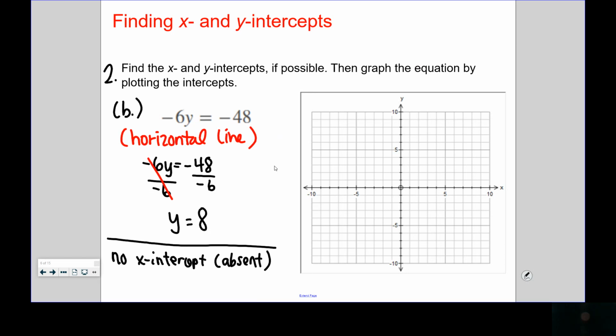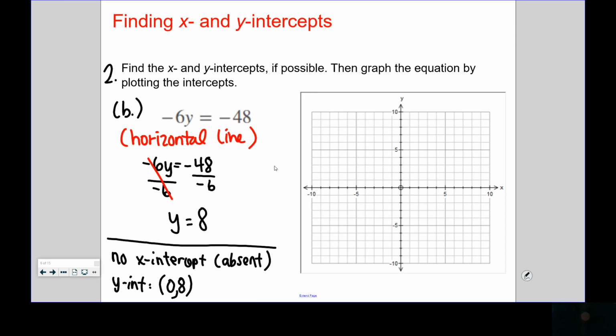All right, so remember, for the y-intercept, the x value is always 0. The y value is whatever you get once you solve for y. So it's not difficult to find the x and y intercept when you have one of these special lines. It's just remembering to do it differently. Remembering how to spot these special lines. All right, so no x-intercept.